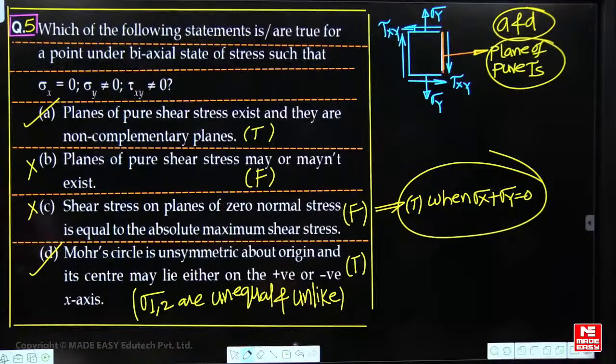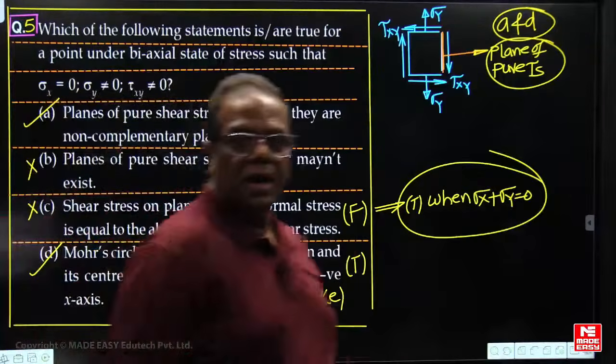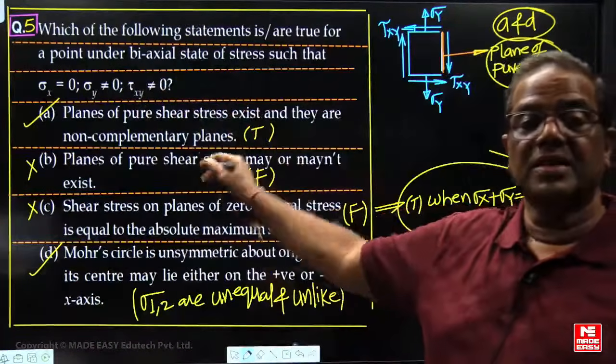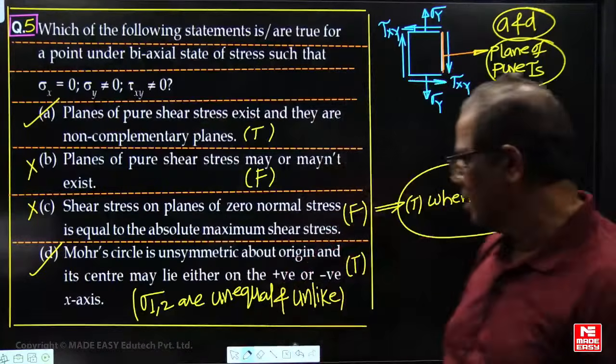So most of the students have given the correct answer for this now. Good. For this question, majority has given the correct answer A and D. Good. Okay. So now we come to some MSQ questions I have taken now.